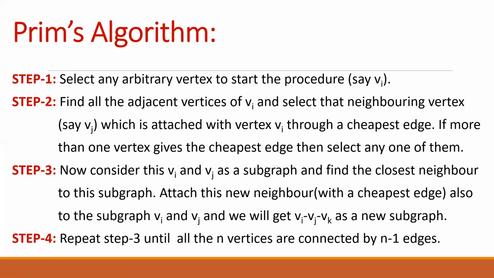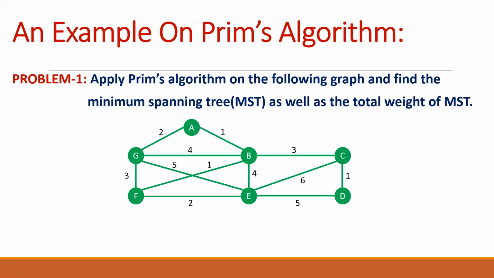Suppose next a vertex Vk is attached to this subgraph Vi Vj, then we take Vi Vj Vk as a new subgraph, and step 3 is repeated until all the vertices are connected. When all the vertices are connected, you can notice that the total number of edges is n minus 1, meaning if there are 5 vertices, then the total edges are 4.